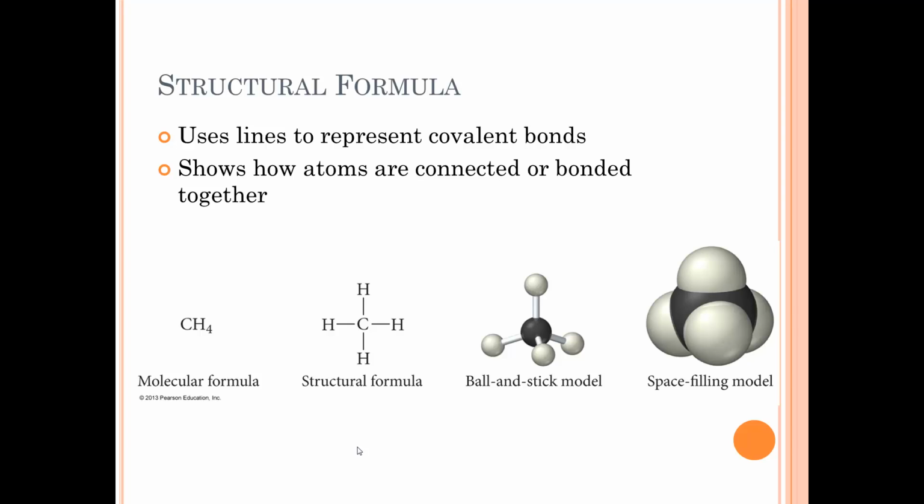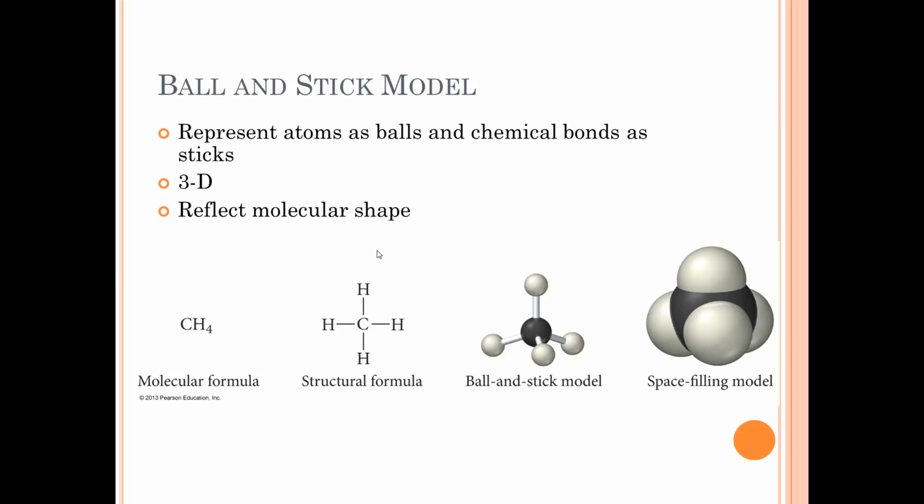Structural formulas, right here, use lines to represent the covalent bonds. They show how atoms are connected or bonded together. The ball and stick model represents atoms as balls and chemical bonds as sticks. It's in 3 dimensions. It's reflecting the molecular shape.